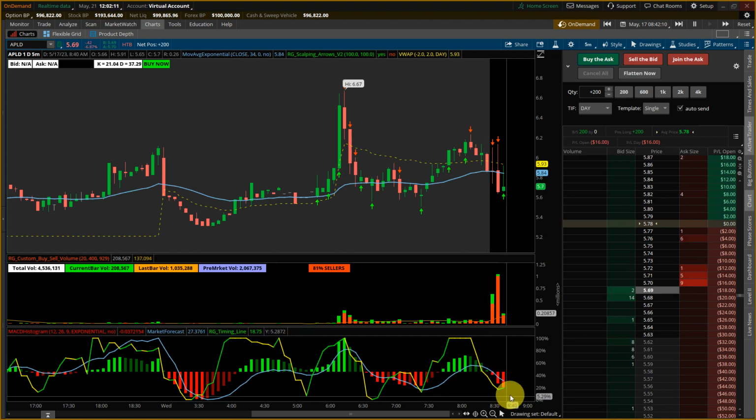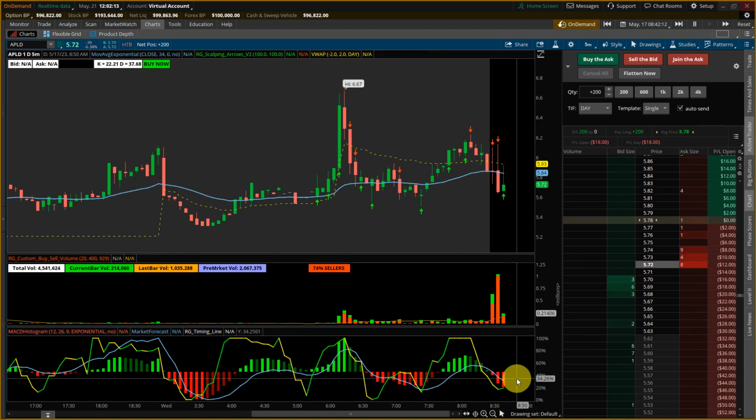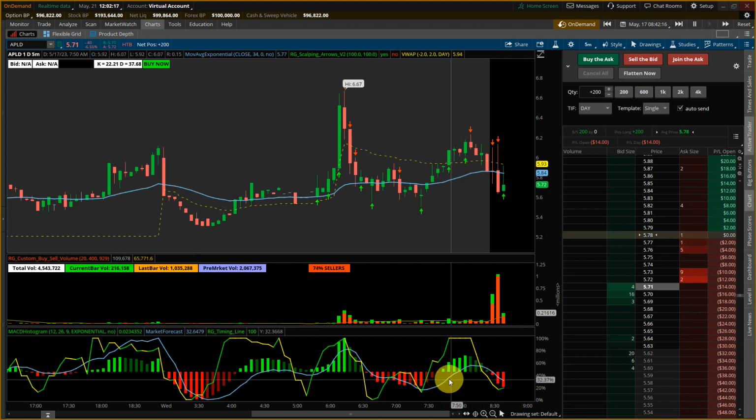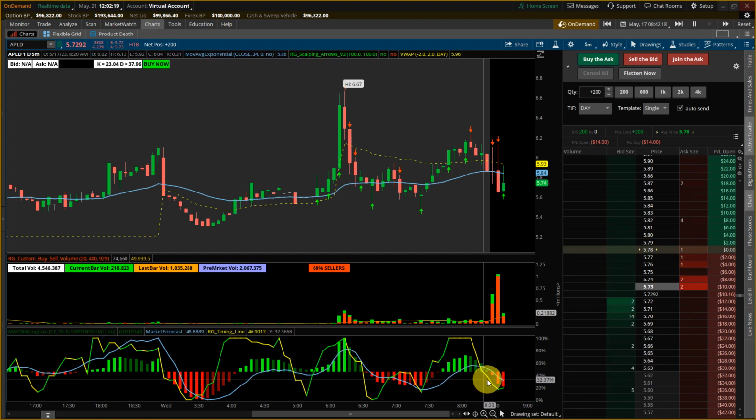Looks like we're turning around with the market timing indicator. We have not yet turned around with the market forecast. This one is the trend. This one is the buyers and sellers.